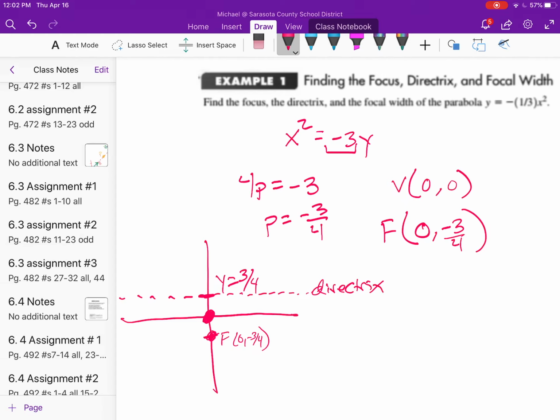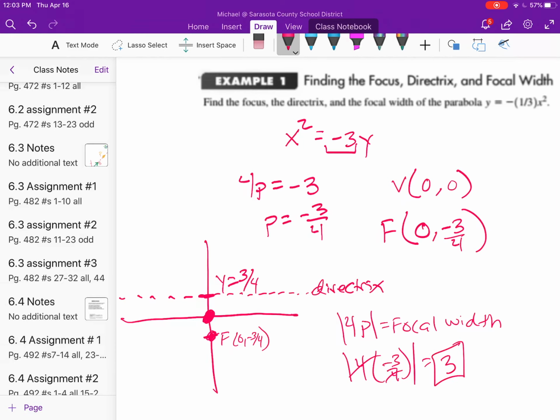And then last but not least, to find the focal width, the focal width is going to be that 4p. So the focal width is going to be the absolute value of 4 times p, which is -3/4. So the 4's will cancel, so the focal width will be 3. So these were the 3 pieces that we needed to answer this first example.